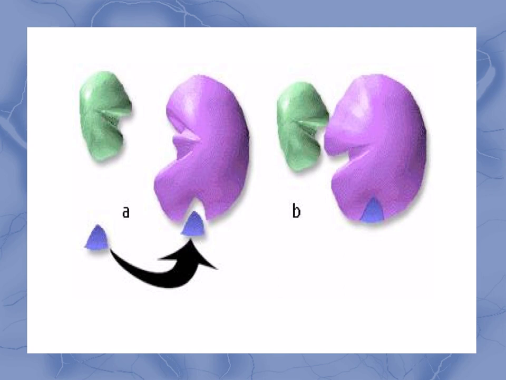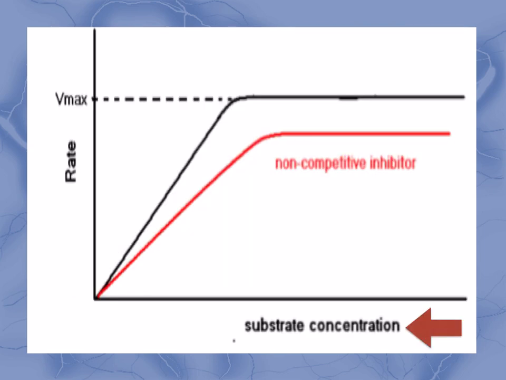Here you can see the non-competitive inhibitor binding in A. The active site is changed so that the green substrate cannot bind. So if you were to draw a graph of the rate versus substrate concentration, and when you add a non-competitive inhibitor, this is what you'll get. Here you can see the effect of a non-competitive inhibitor on the rate of reaction. The substrate and inhibitor are not competing for the same site. So although you're increasing the substrate concentration, it doesn't affect the non-competitive inhibitor.